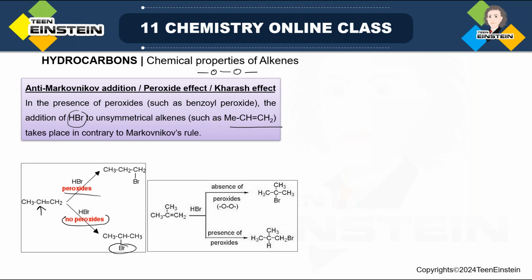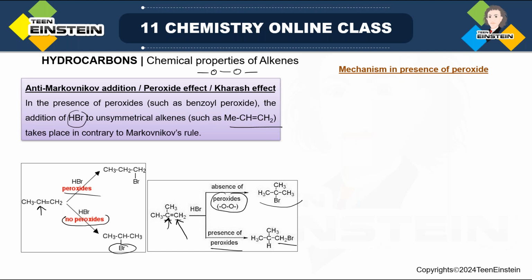Another example, this is also an unsymmetrical alkene. On the left hand side carbon you have two methyl groups, on the right hand side carbon you have two hydrogens. When you do not have any peroxide, that is an O linkage, you get the normal product where Br will be attacking this carbon. But in the presence of peroxide, Br, which is the negative part of the reagent, is added to the carbon carrying the higher number of hydrogens. That is actually the peroxide effect, which is clear from these two examples.